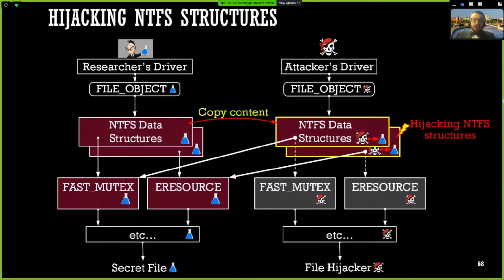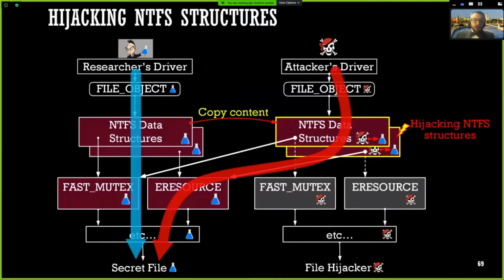The idea of the attack is to overwrite the NTFS structures for the file hijacker using the data from the secret file. This can help to redirect illegal read and write access to the structures related to the secret file. The legal access will also be forwarded to the secret file.